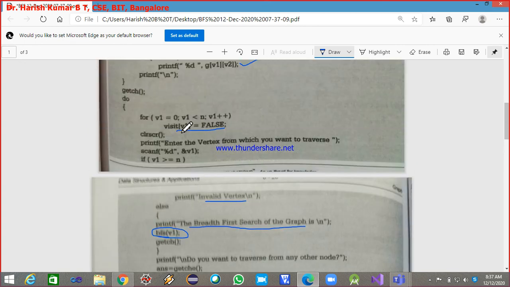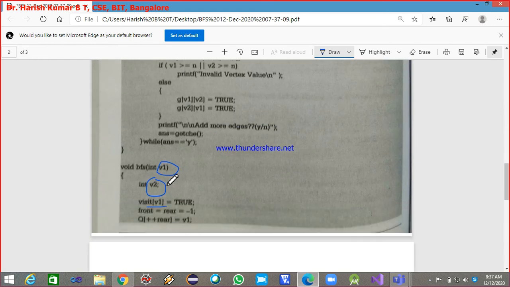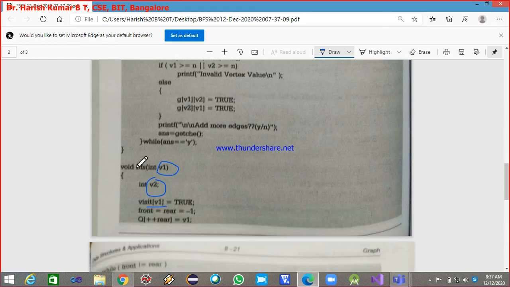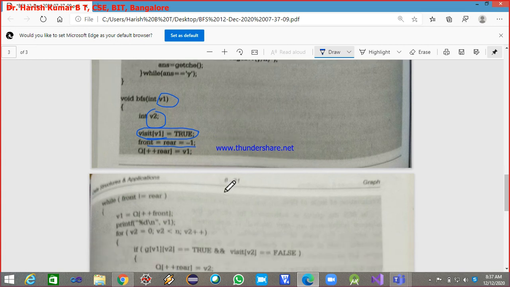We initialized everything to false. So now after reading the starting vertex, we make a call to the BFS, and the starting node is made as visited. Next, since BFS makes use of the queue, front and rear are initialized to -1. Next, we add the starting vertex to the rear end of the queue.